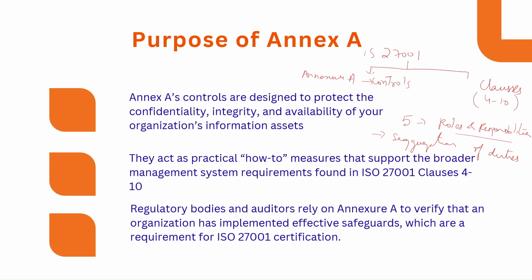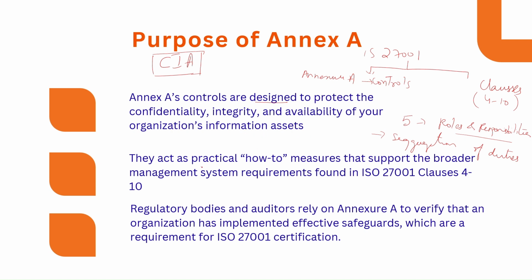Now, why do we need these controls and this annexure? To protect the CIA: confidentiality, integrity, and availability. This is the pillar of any security, and the whole purpose of having security is to ensure that you protect the confidentiality, integrity, and availability of your organization's information assets. So Annexure A controls are designed in such a way that they can protect the confidentiality, integrity, and availability of your organization's information assets.